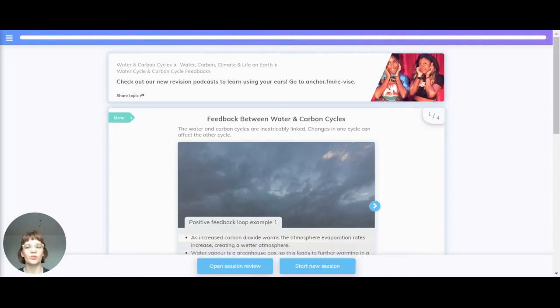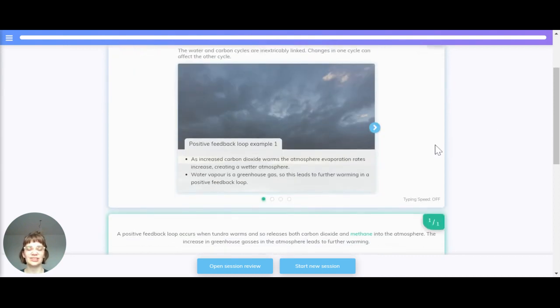Let's have a look at water cycle and carbon cycle feedbacks in more detail. Feedback between water and carbon cycles. The water and carbon cycles are inextricably linked. Changes in one cycle can affect the other cycle. Let's have a look at some different examples of positive feedback loops.